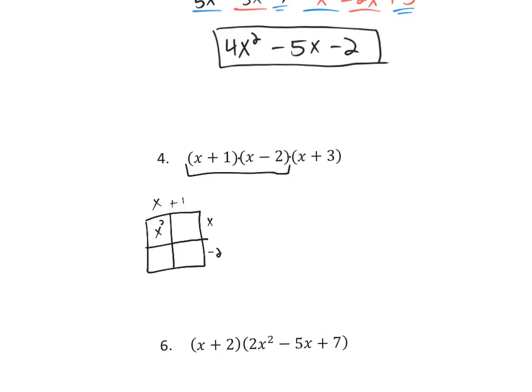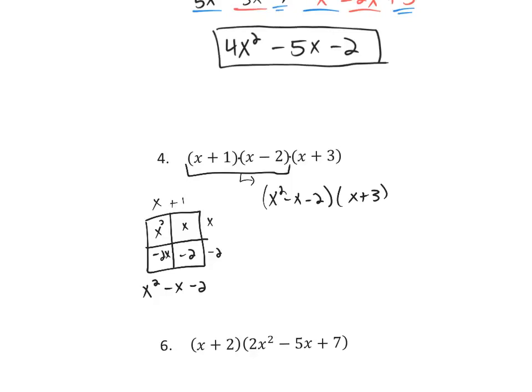I've got x squared, x, negative 2x, and negative 2, so that's x squared minus x minus 2. So if I wanted to rewrite this problem as is, I would rewrite it as x squared minus x minus 2 times x plus 3.